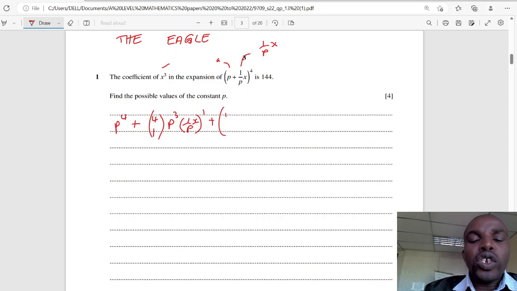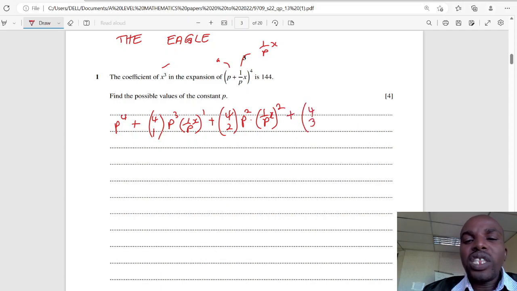Then plus 4 choose 2. Then you have your p, that's your a, to the power 4 minus 2, which is 2. Then you have your b, which is 1 over px to the power 2. Then plus 4 choose 3, now we're on 3. Then we have your a, which is p to the power 4 minus 3 is 1. Then times your b, which is 1 over px to the power 3.